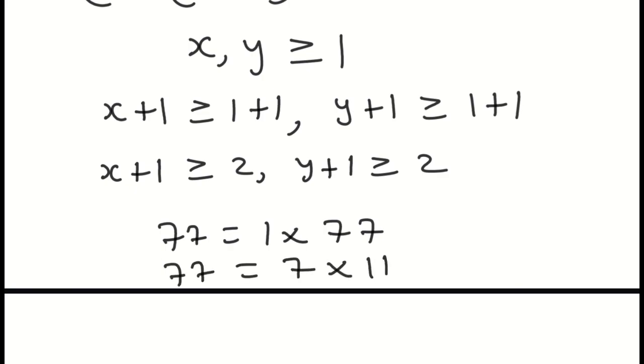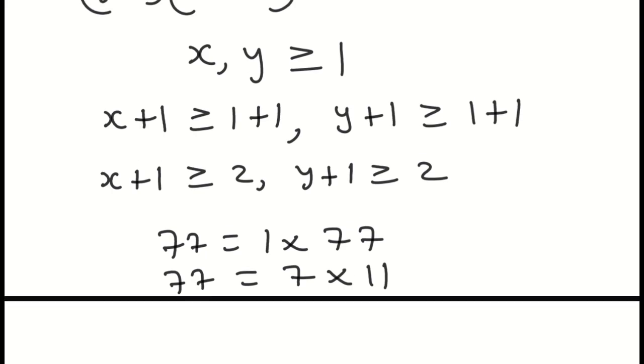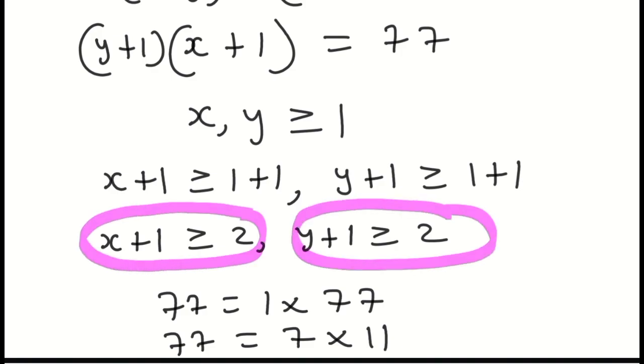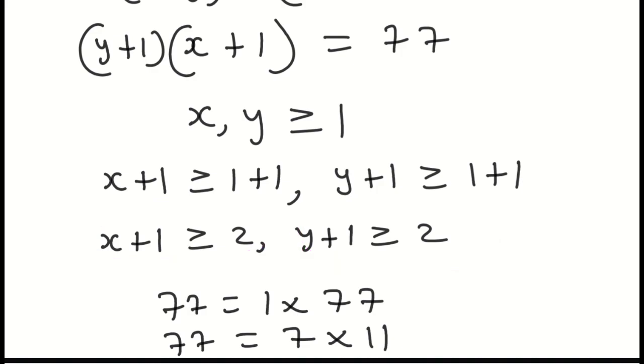7 times 11. And this is the only product of two positive integers we can get that will give us 77. But let me show you something. We know that x plus 1 and y plus 1 are greater than or equal to 2. Now, if you check this number, 77, we have expressed 77 as a product of two numbers.